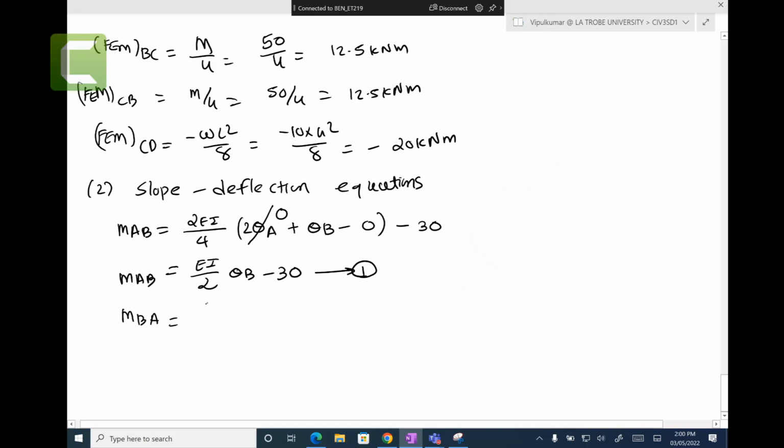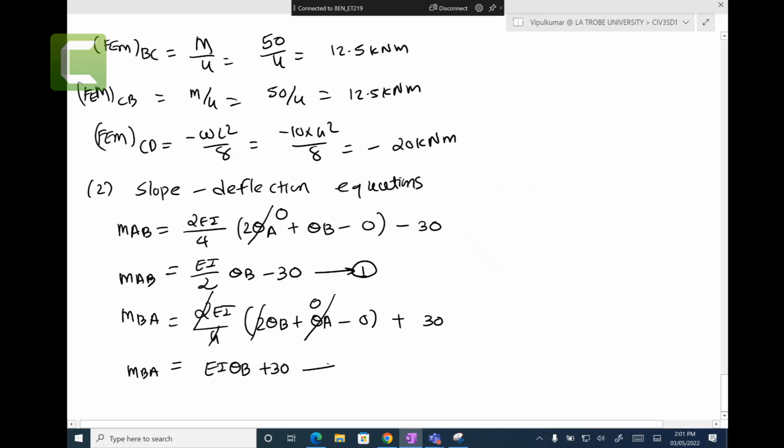MBA equals 2 EI on 4, 2 theta B plus theta A, minus 0 plus 30. Theta A is 0. 2 over 4 cancels, so EI theta B plus 30. This is MBA, equation number 2.